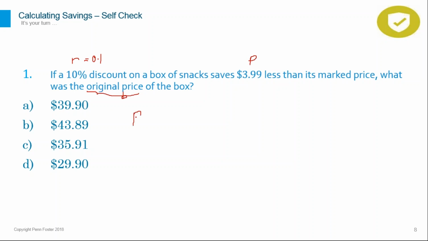So basically, I'm going to use P equals B times R. I don't have B, so I need to use another form of the formula. So B equals P over R, equals the P is the savings, 3.99, over R, the rate is 0.1, equals to divide, and that will give you the original price, $39.90. So that would be option A.